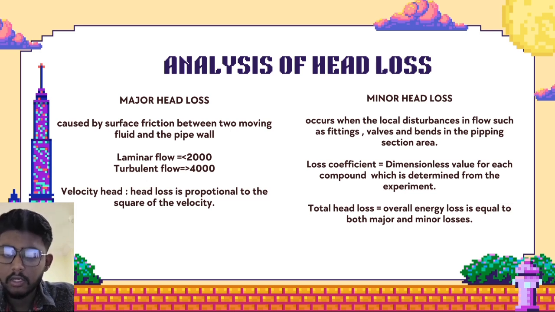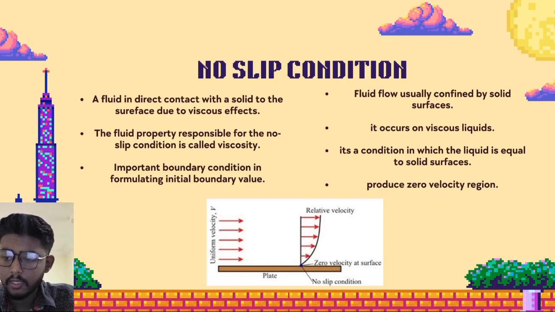Minor head loss occurs when there are local disturbances in flow, such as fittings, valves, and bends in the piping section area. The loss coefficient is a dimensionless value for each component, which is determined from experiment. The total head loss is the overall energy loss, equal to both major and minor loss.